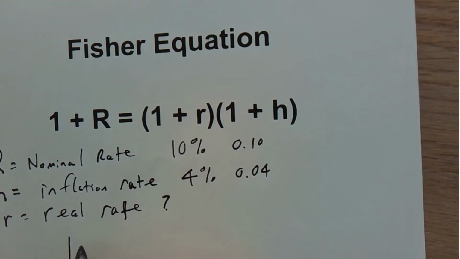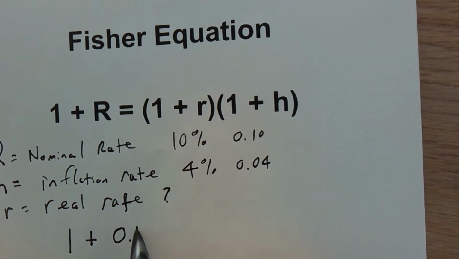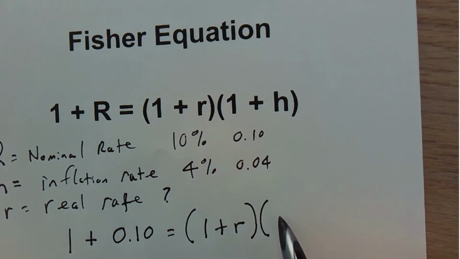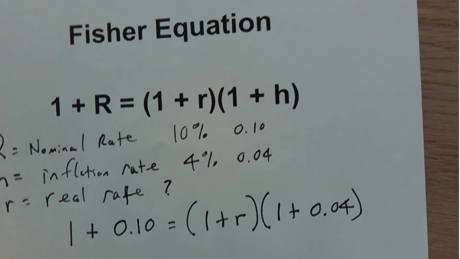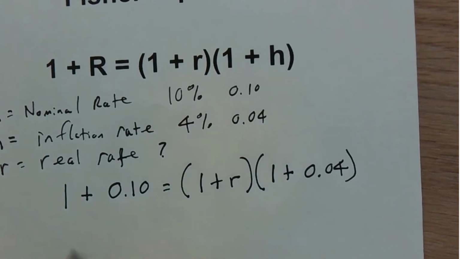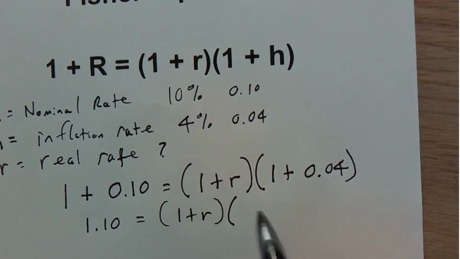So let's go ahead and fill in our equation. We have 1 plus the nominal rate, which is 10%. We're using it as a decimal, 0.1. And that is equal to 1 plus our real rate, which is what we're trying to figure out, and we're going to multiply that by 1 plus our inflation rate, which is 0.04. Let's clean this up a little bit. If I add that together, I have 1.10 is equal to 1 plus small r multiplied by 1.04.